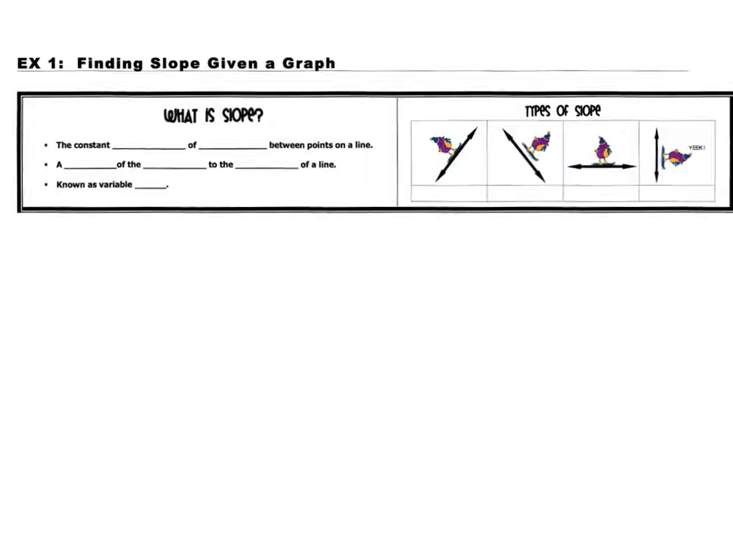So, finding the slope. What is slope? Well, slope is the constant rate of change between 2 points. It's a ratio of the rise to the run of a line. And it's known as the variable m.